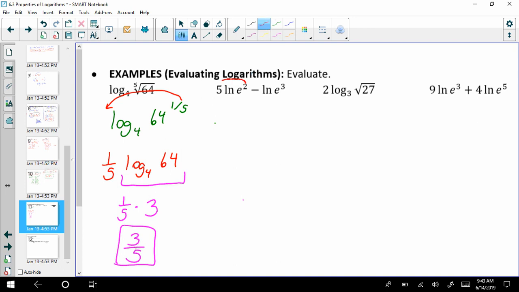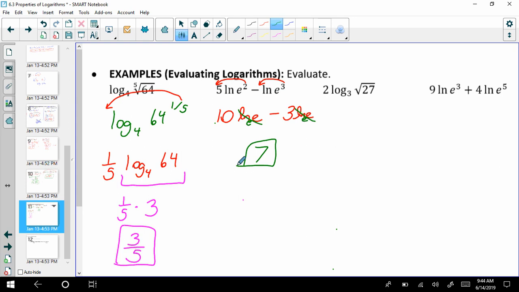Look at the next one. Let's move our exponents forward. So 5 times 2 would be 10 natural log e minus 3 natural log e. We know from our previous unit that natural log and e cancel each other out, because this is a base of e, so they cancel. So this problem becomes 10 minus 3, 7. So these expanding properties, especially where you move the exponents, can make simplifying a lot easier.